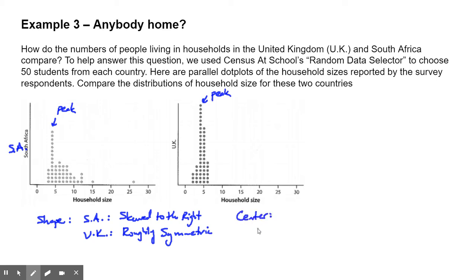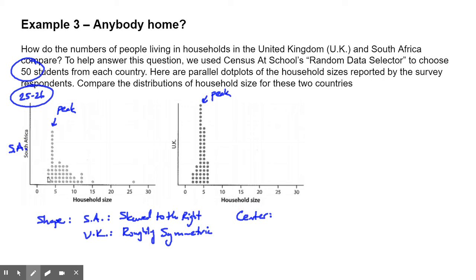So now for center, we have to do a comparison sentence. So I'm not going to list it like this. Now, if I look at South Africa, to find the center, there are 50 students. The peak is not necessarily the center. That's where most of the data is. But for 50 students, the center would be around the 25th or 26th respondent. So I'm going to count the dots from left to right until I hit about the number 25 or 26.